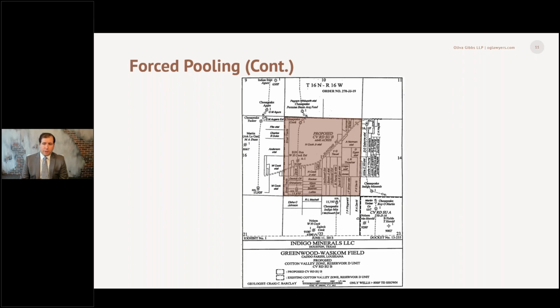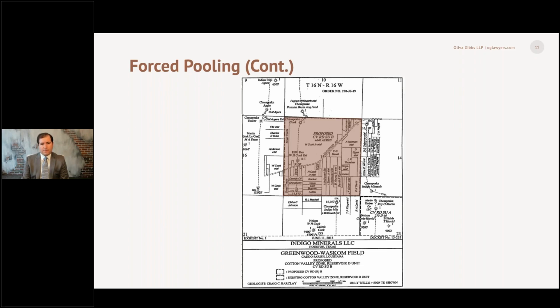If you see here as well, the unit is going to cover that entire section that's set out here. So it'll be plus or minus about 640 acres of land that is going to be forced pooled together for drilling of a unit well. Generally, your pooling order set forth by the Conservation Commission is going to give you the right as a drilling owner to drill a unit well under this proposed unit.